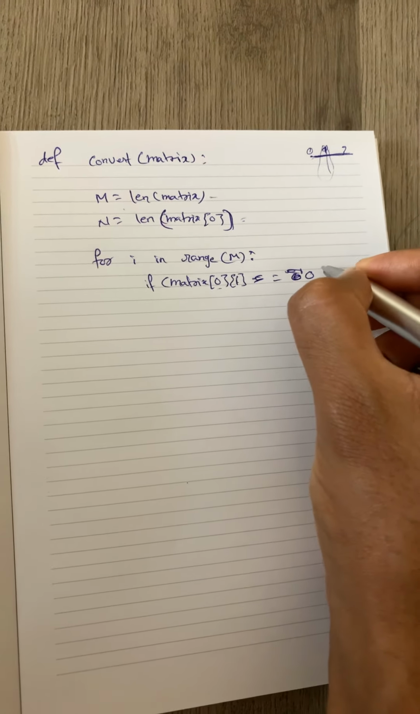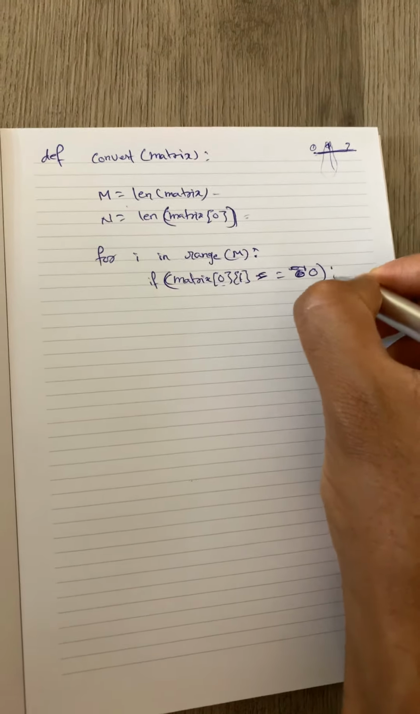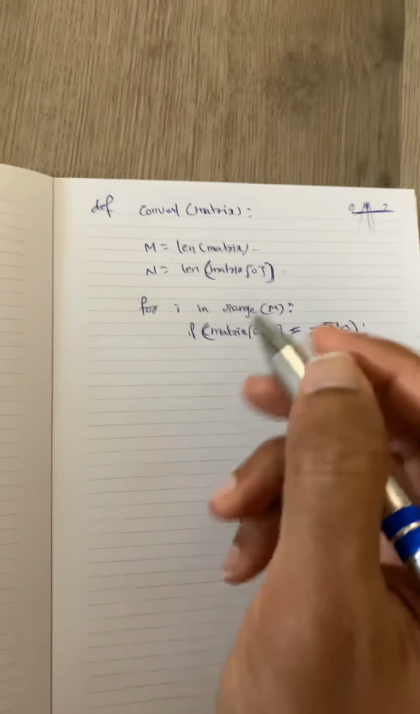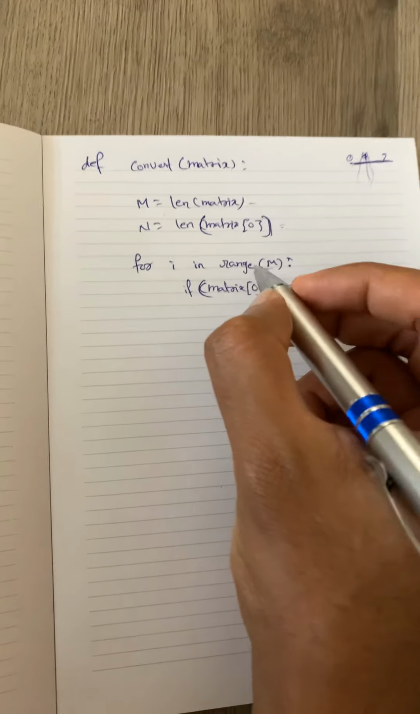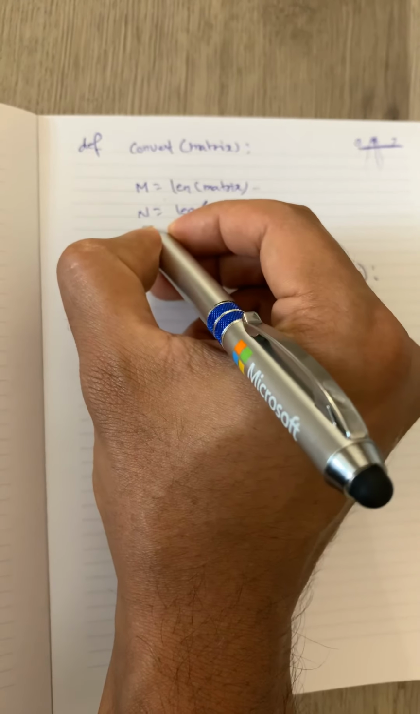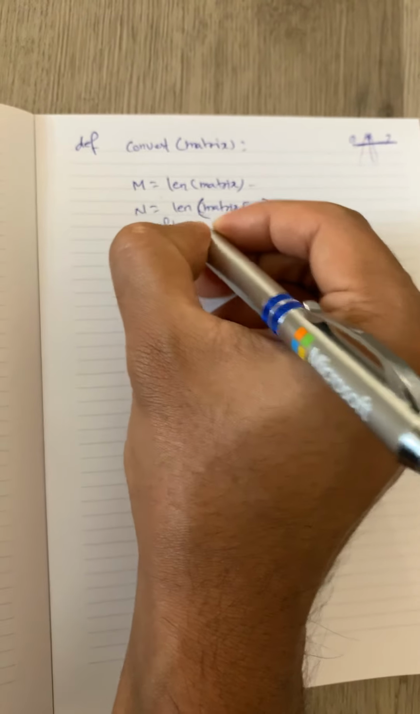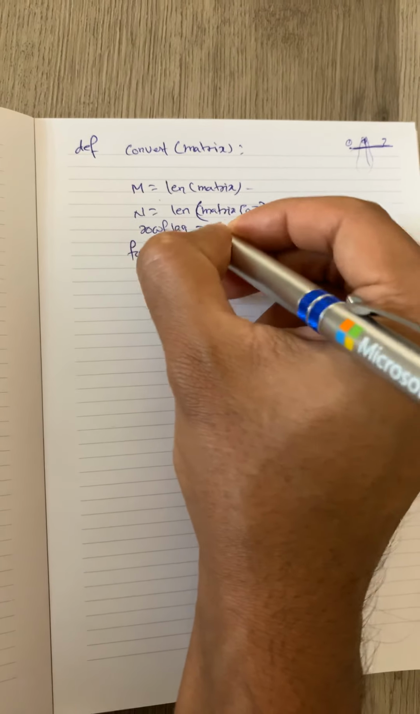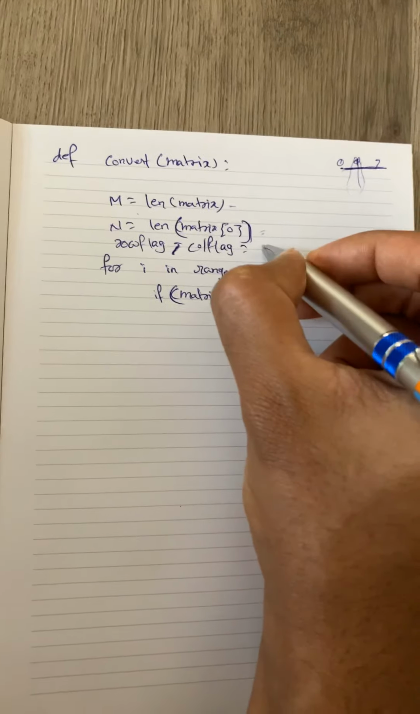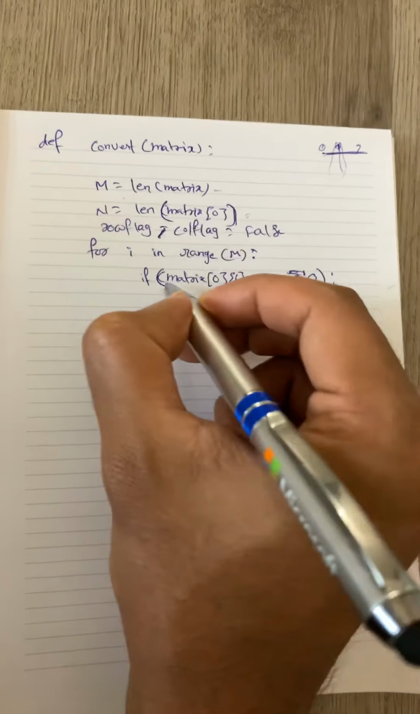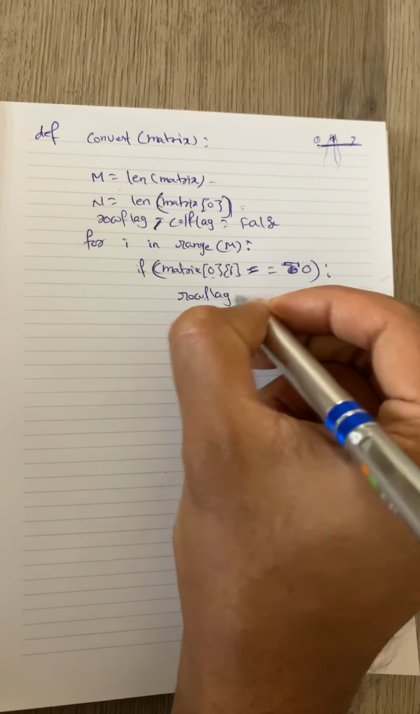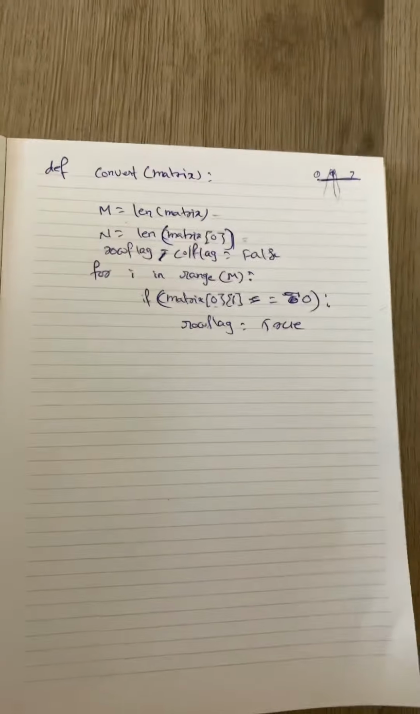Sorry, it's an integer 0. So this is my logic for row 2. This is how I scan for the first row, and I will see if this is true. I will take row flag and column flag. These two are set to false by default, but if this is the case, I will set row flag equal to true.